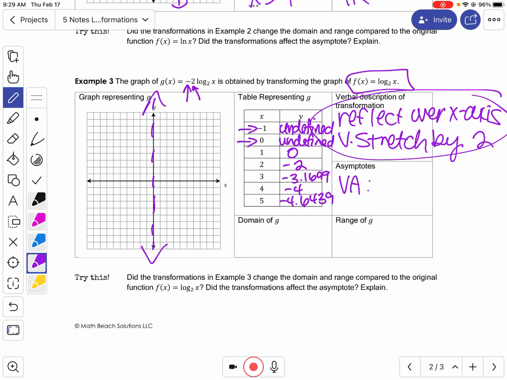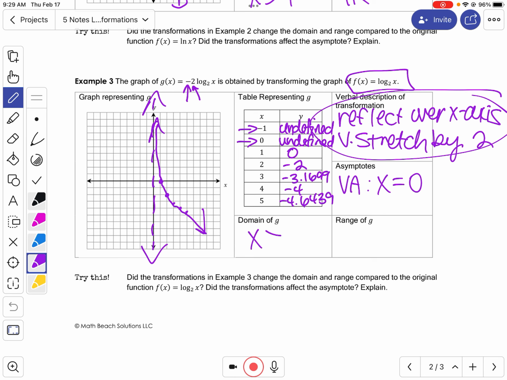So we're going to plot 1, 0, 2, negative 2, 3, negative 3.1, and then 4, negative 4, 5, negative 4.6. So again, it's helpful if you graph your asymptote, so that way you know where your line should be approaching. So I know my vertical asymptote is still at x equals 0.